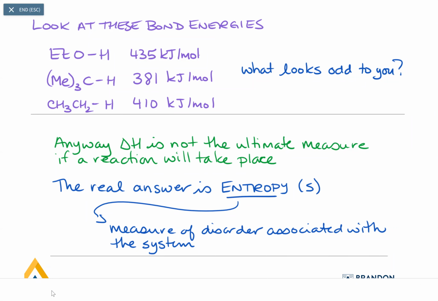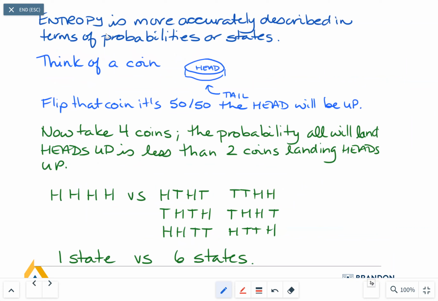Like randomness, chaos, disorder, but it really is probably best described as a state of probability. So if you take a coin and you flip that coin, you've got basically a 50-50 chance of getting heads, right? But if you take 4 coins and you flip them all, the chances of getting all heads is now only 1 in 6, because there's more possible states that have something different than just the 4 heads.